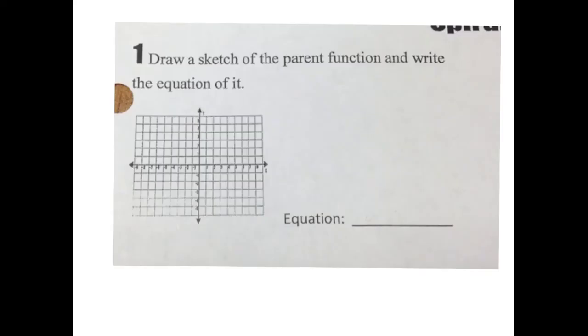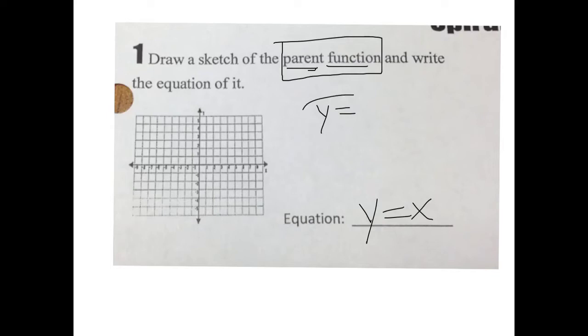Alright, first it says draw a sketch of the parent function and write the equation of it. So the key to this whole thing is right here, parent function. In class so far we've studied only one parent function right now, and that has the equation of y equals x. And if you go to your graphing calculator, go to the y equals button, type in y equals x and hit graph, then the picture that you will get is that perfect line that goes through the origin like that. Okay? It's up 1 over 1, up 1 over 1, and so forth.